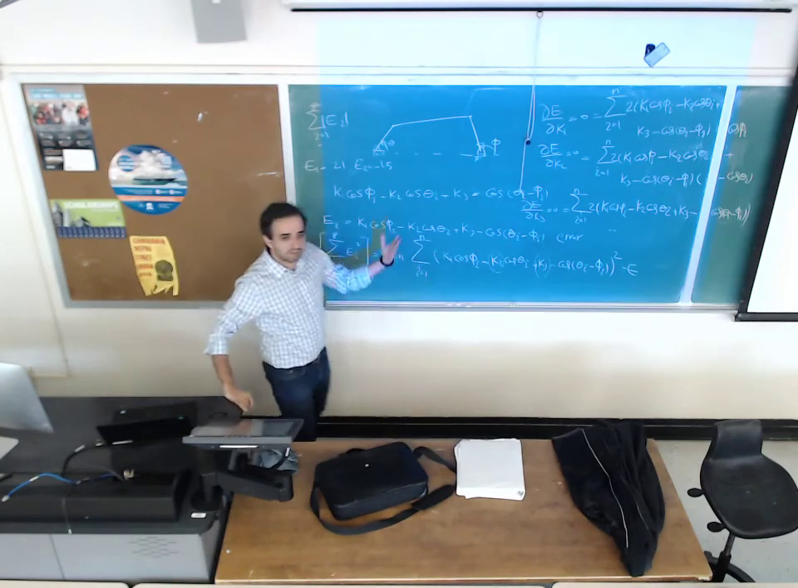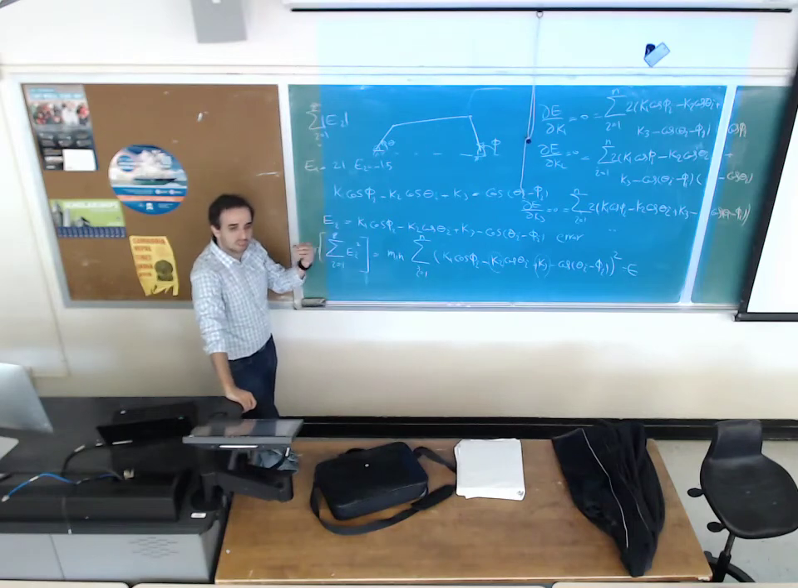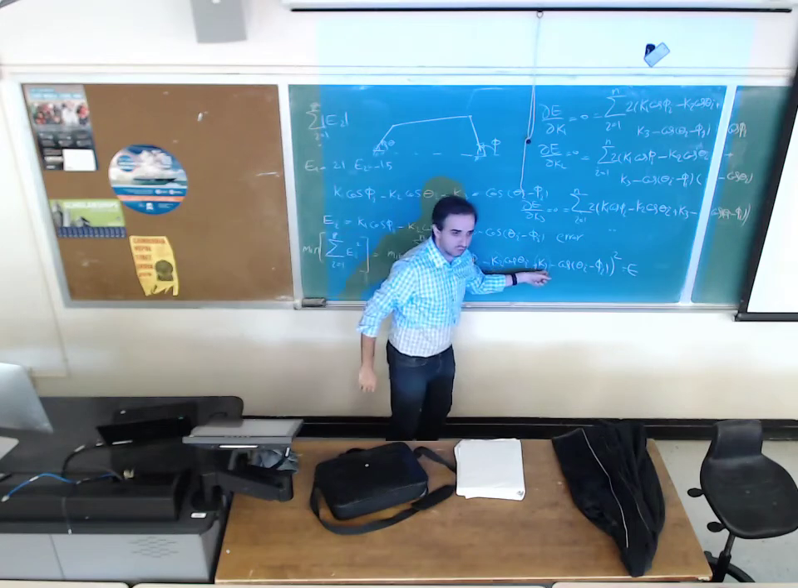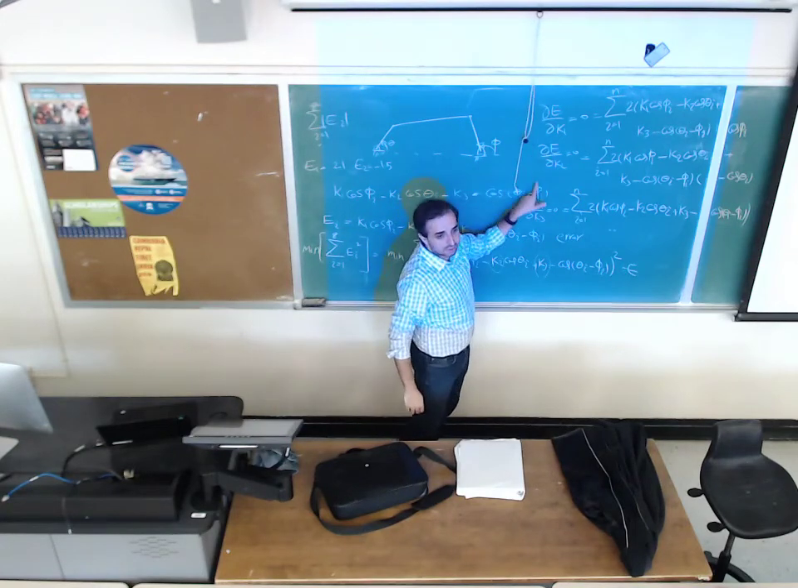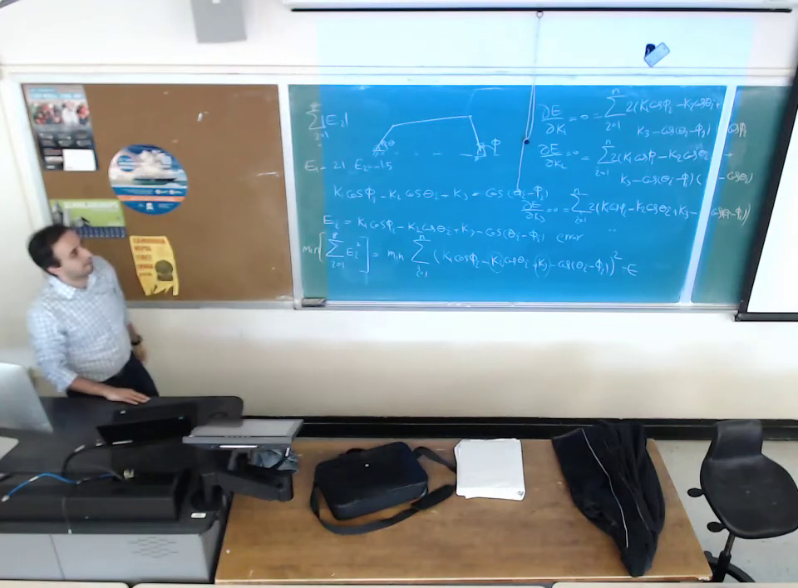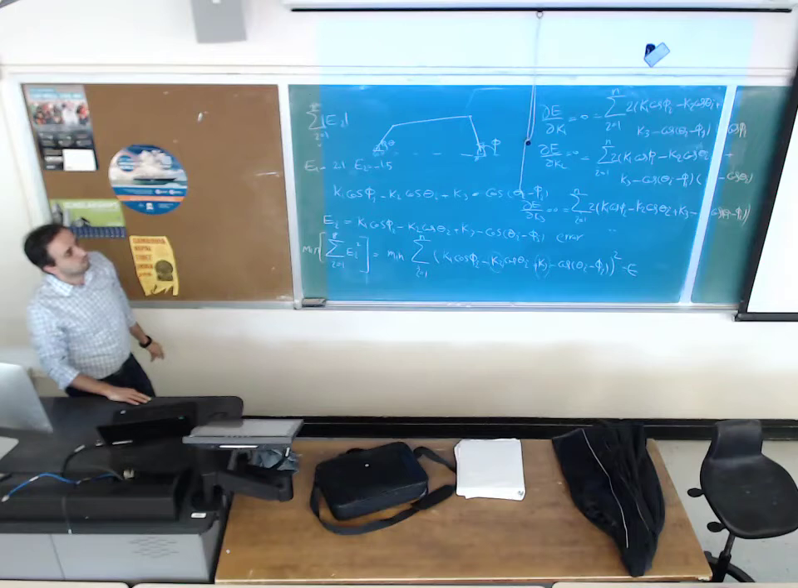How can I minimize a function? I'm going to differentiate with respect to the variables. The variables are K1, K2, K3. To differentiate, set equal to 0. Good?